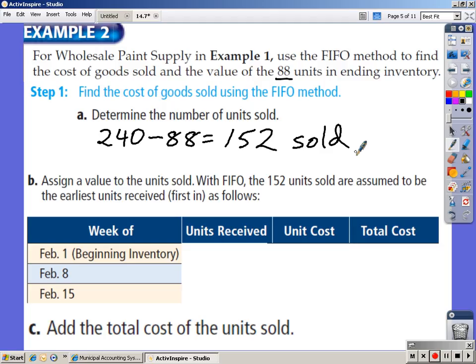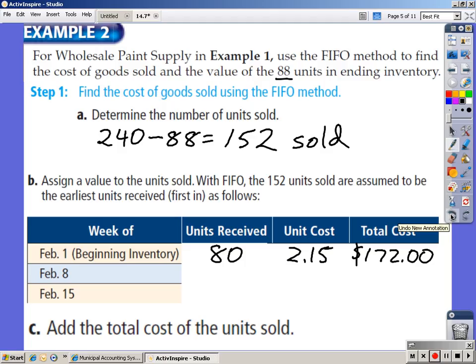Looking at the table, again on the bottom of 536, on February 1, we received 80 units at a cost of $2.15. So units received is 80 at a cost of $2.15. 80 times 2.15 is $172. Now, what I'm trying to do is make this units received column add up to 152. Once I get to 152, that's my cost of goods sold.